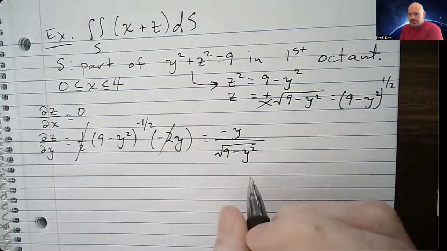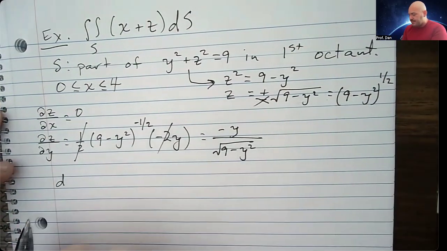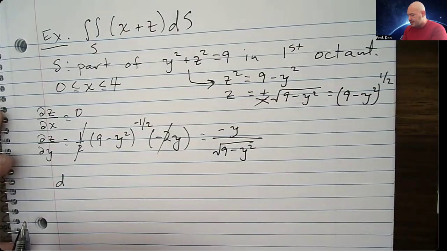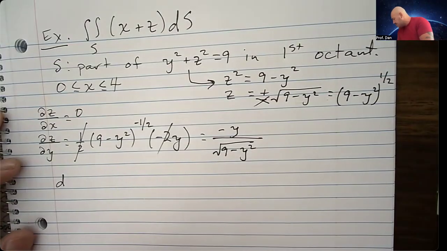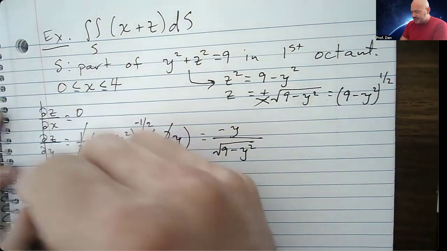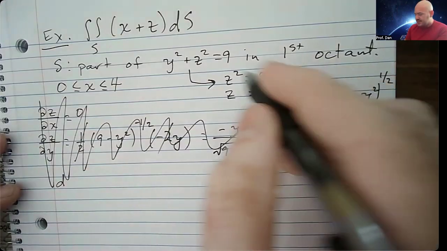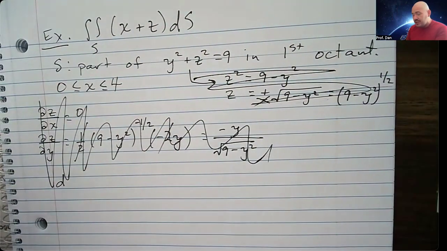So now that we have our partial derivatives, we can rewrite dS. Oh, wait, why are we doing it that way? Silly. Whoops, my bad. I'm doing that the old way, guys. That is correct, but that's not how I wanted to do that example.